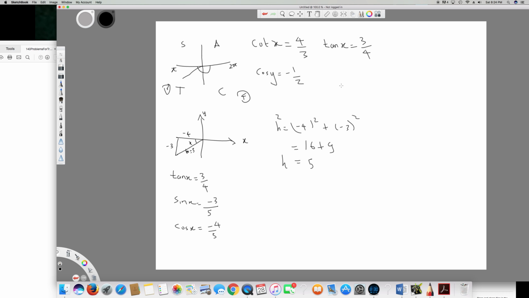So let's go to the y value. I'm going to draw the graph of the y value. We found that the y value is in the third quadrant. We are going to draw the graph and put y as the angle.